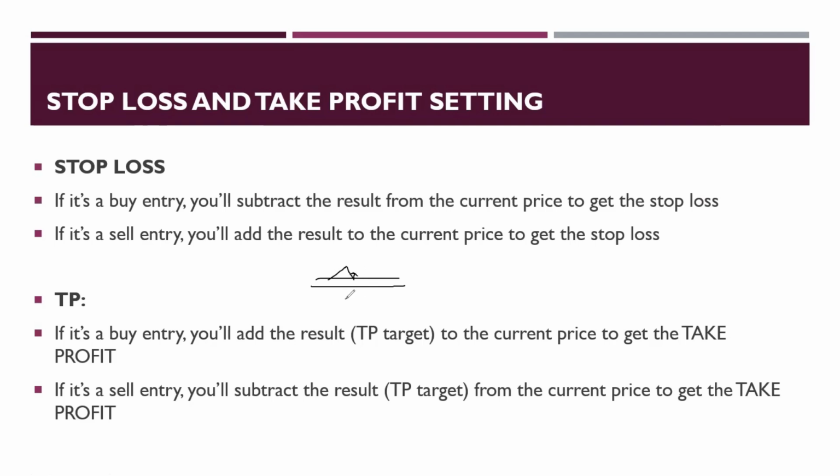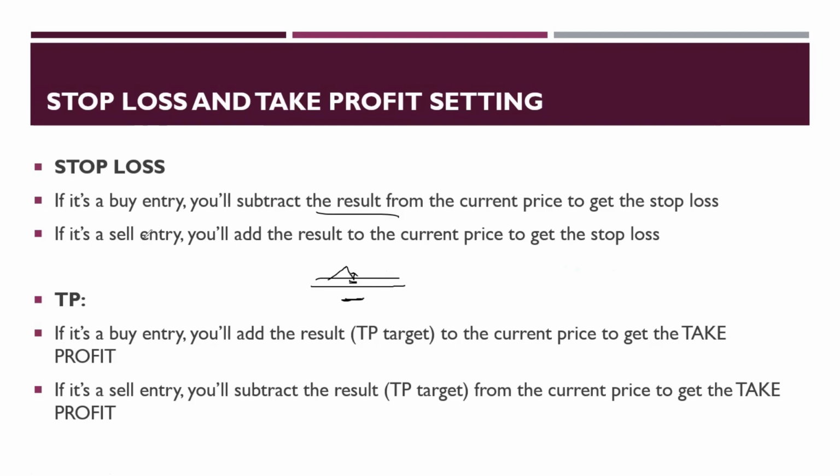You know, stop loss is set below the current market price, this price, right? So what you do is that you subtract the result. What's that result you are talking about? The 0.1 times the number of pips you are willing to risk, let's say 30. This result, you subtract it from the current market price to get the stop loss. Does it make sense? I hope it makes sense.